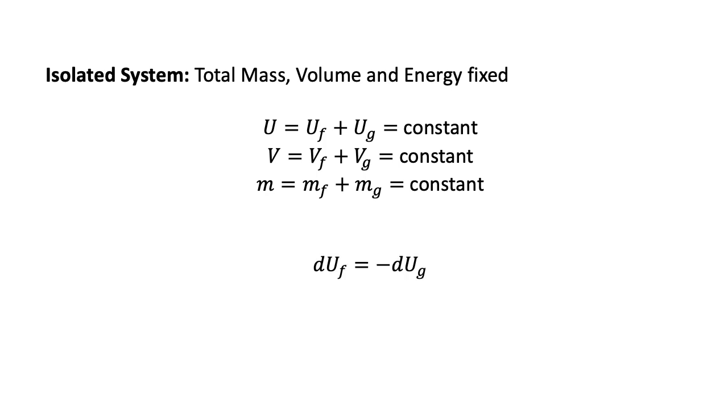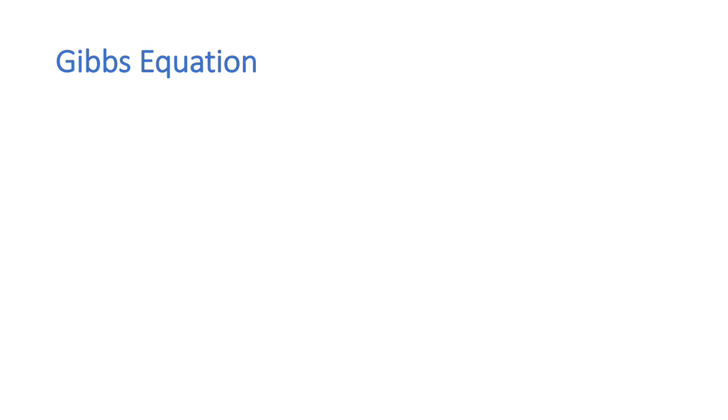Differentiating these three equations, we get that dU_F is equal to minus dU_G, dV_F is equal to minus dV_G, and dM_F is equal to minus dM_G. These three are known as the closure conditions. We can use the Gibbs equation to calculate the change in entropy.